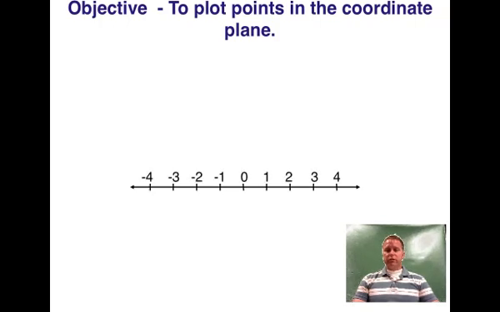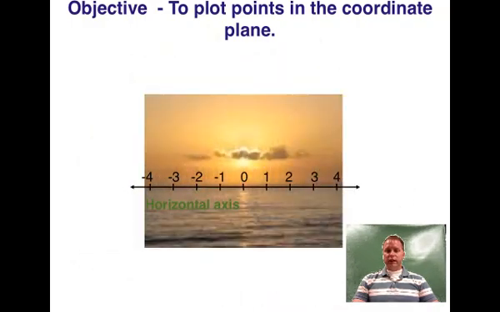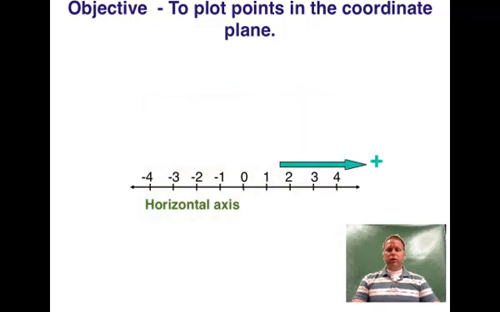It starts out with a number line, and this one's known as the horizontal axis. The horizontal axis goes from left to right. Think of the horizon when you're looking out at the beach where the water meets the sky. That's called the horizon, and we also have the horizontal axis. Numbers to the right are positive, numbers to the left are negative.